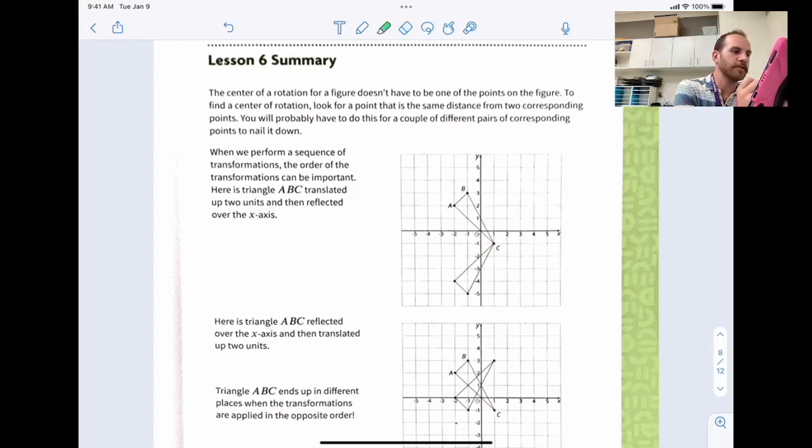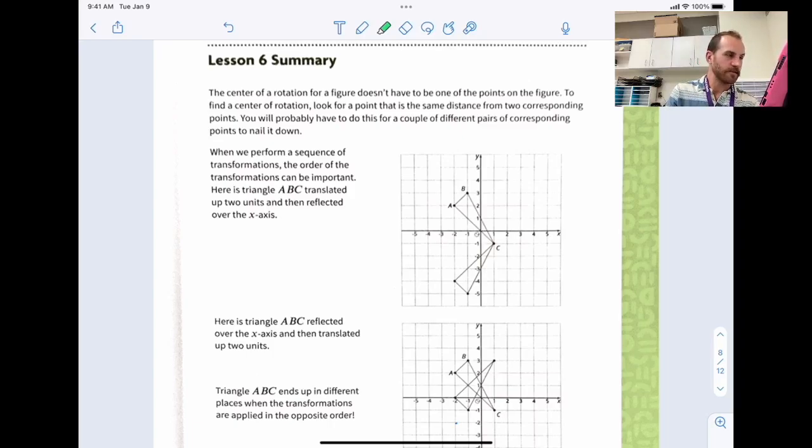So the center of rotation for a figure doesn't have to be one of the points on the figure. Good thing to know. To find a center of rotation, look for a point that is the same distance from 2 corresponding points. You will probably have to do this for a couple of different pairs of corresponding points to nail it down. That's that plug and chug mentality where we're testing things out, we're plotting points, we're testing them, and we're finding out if they're correct or not.